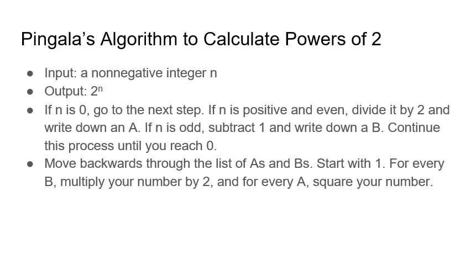Now we're going to take that list of a's and b's that we have and move backwards through them. We'll start with a 1. Then for every b that we had, we'll multiply the number by 2. And for every a, we'll square that number. This might be clearer with an example. Let's look at one.